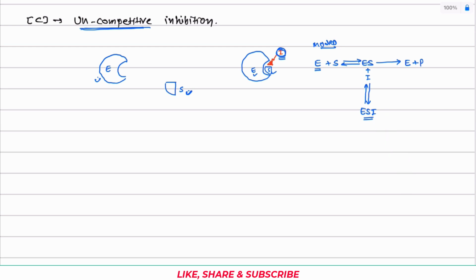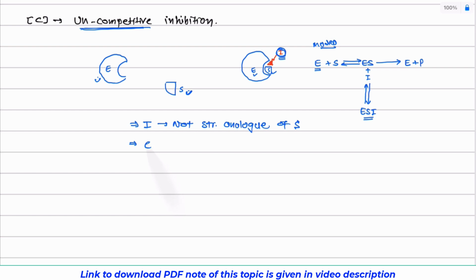Here one very important aspect is that the inhibitor is not a structural analog of the substrate, right? The second thing is that there is no formation of an enzyme inhibitor complex, right? Rather there is only formation of the enzyme substrate inhibitor complex. Only this complex is formed, this complex is not formed.